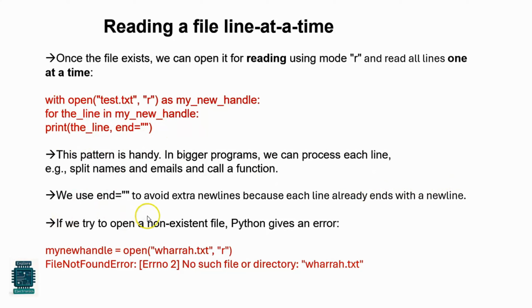If we try to open a non-existent file, Python gives an error. For example, if I try to open a file which is not there, it will show an error. Clear? Here we have to open a file to read it. If it is not there, how can I open? That's why it will show an error.